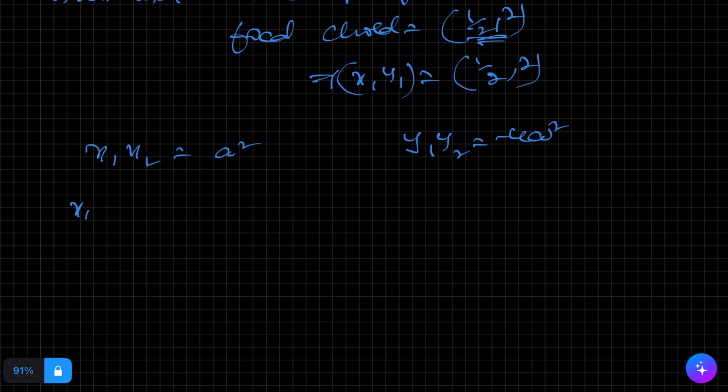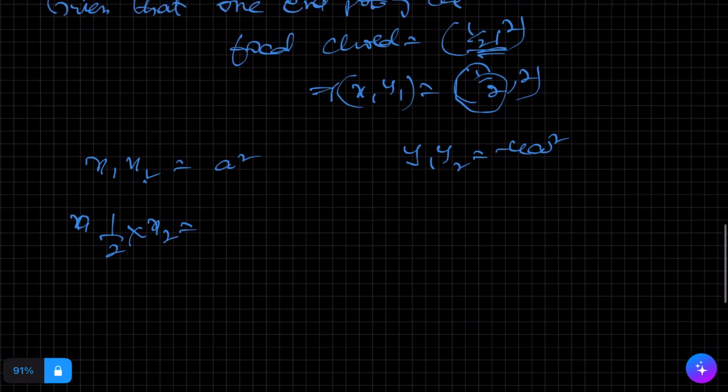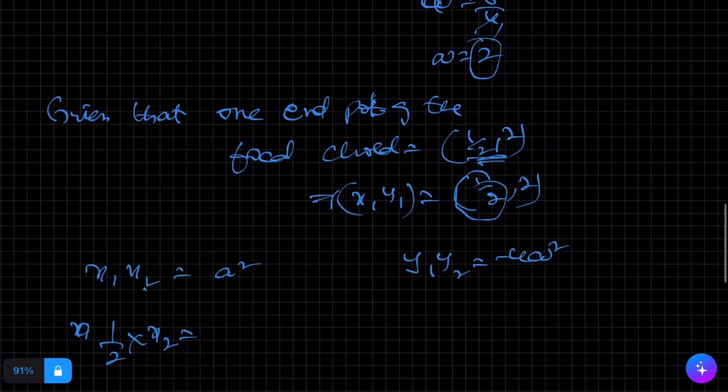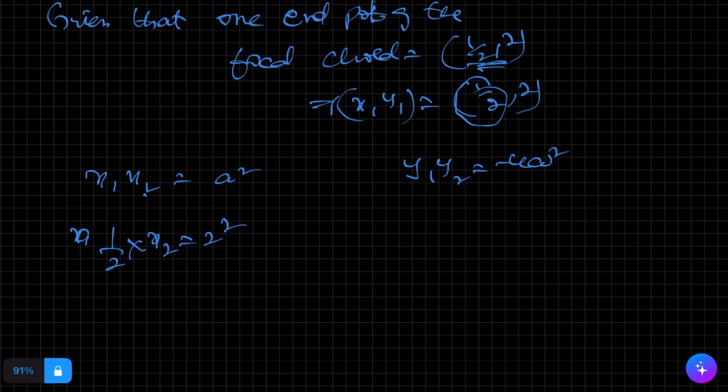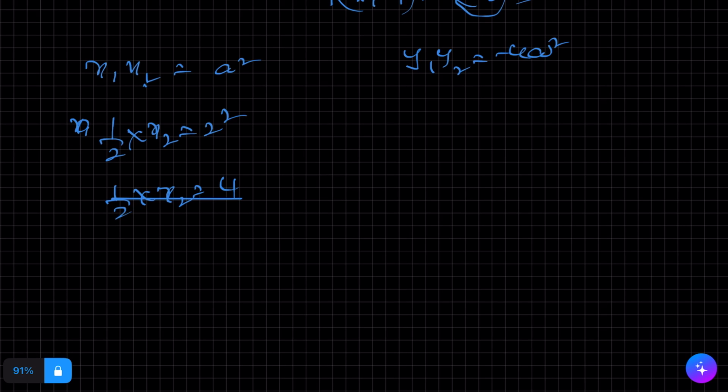The value of x1 is 1/2, so let me take 1/2 times x2 equal to, the value of a is 2, so we'll get 2 square. So 1/2 into x2 is 4. 2 is shifted this side, so x2 equal to 4 into 2. So x2 equal to 8.